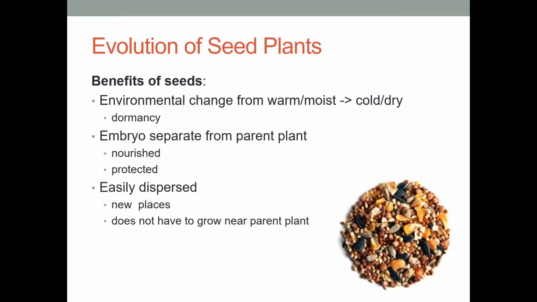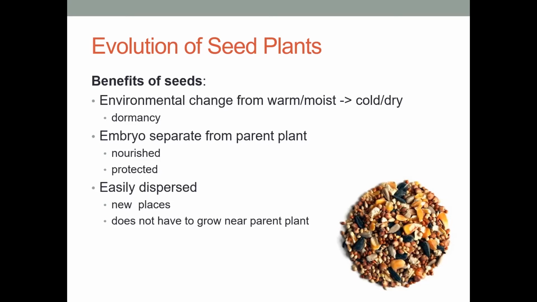Okay, let's talk about some benefits of seeds. So seeds have a seed coat around protecting the embryo and the nutrients inside the seed. So this allows the seed to survive in dry or cold environments. And so the offspring plant can stay dormant until conditions are right for it to start germinating and growing. Another benefit of seeds is that you don't need your embryo to be dependent on the parent plant for nutrition or protection. So instead, the embryo will get all its nutrients from what is stored in the seed.